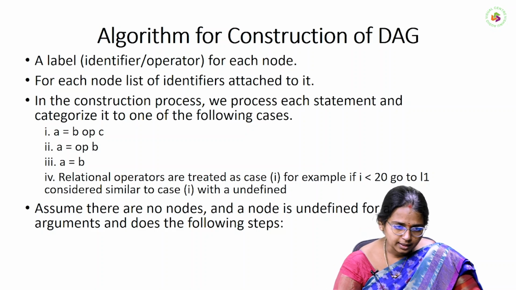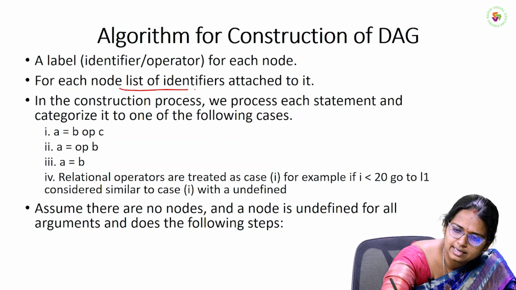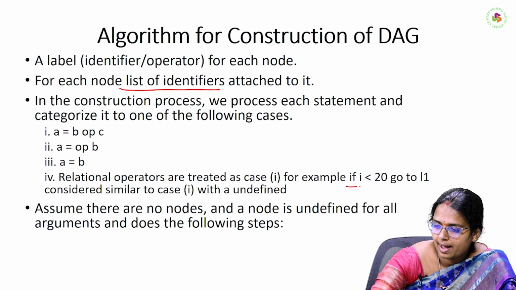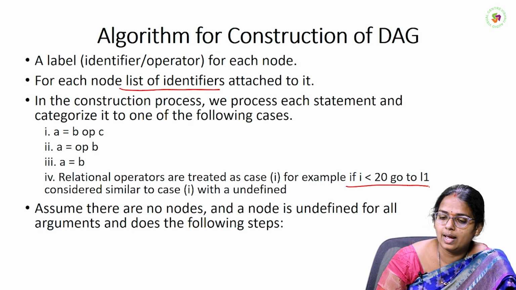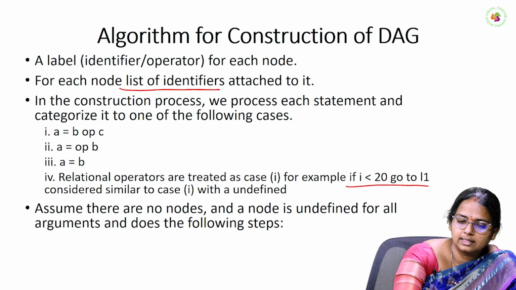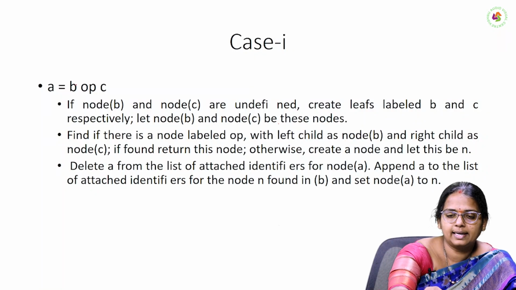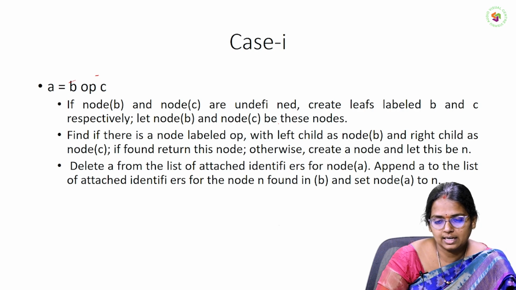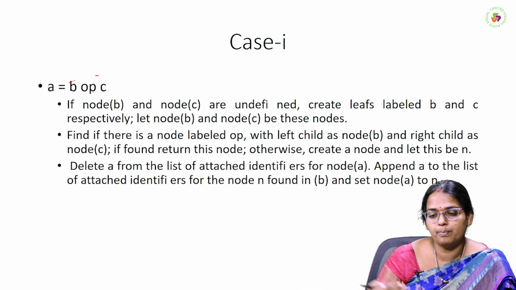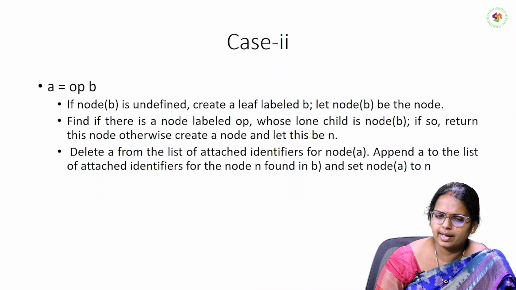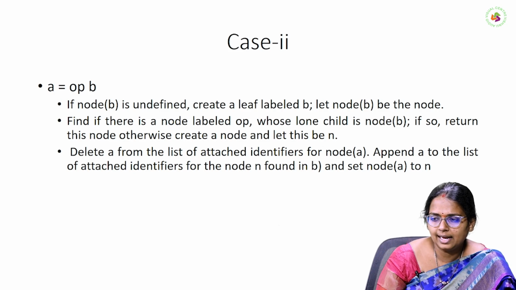How will we construct it? For each node, first of all, we list the identifiers and attach them to it. For example, if I have "if I less than 10, go to L1". So it is like this, case 1. If node B and node C are undefined, what will we do? We will create leaves for B and C respectively, and add node B and node C. Suppose we have A equals B, and node B is undefined, it will create a leaf node.